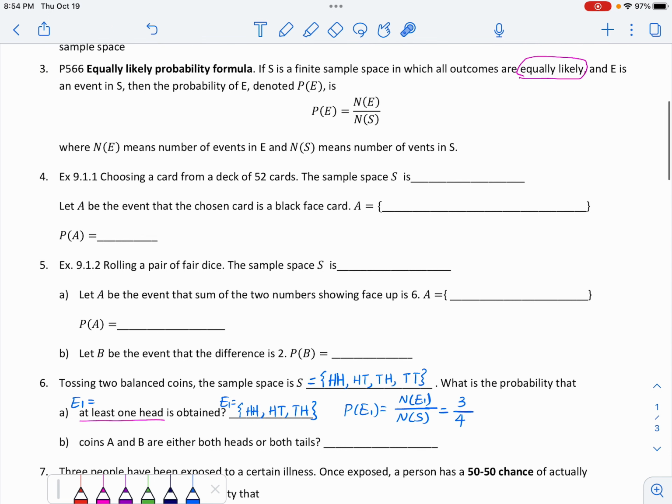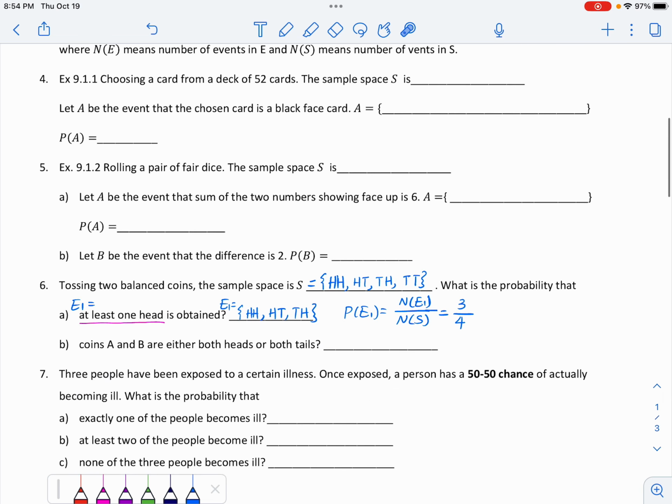That's how we use this rule to calculate probability. We use this rule because when you toss 2 balanced coins, we assume all these outcomes are equally likely. Each one of those outcomes has a 1/4 chance to occur. Now let's look at coin A and coin B being either both heads or both tails. Either or, therefore this event contains 2 outcomes, and the probability is 2/4, which simplifies to 1/2.